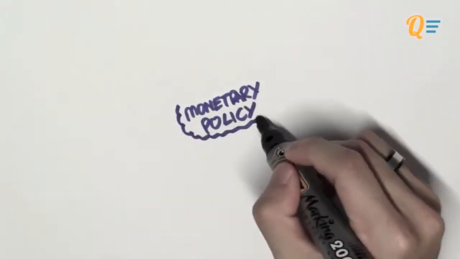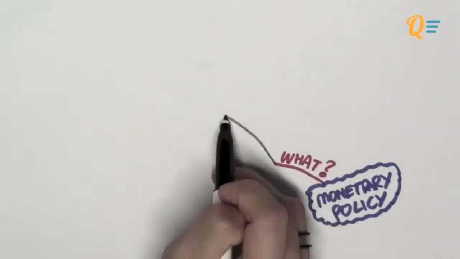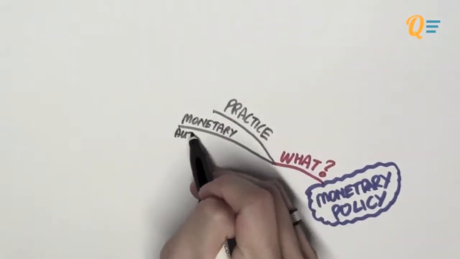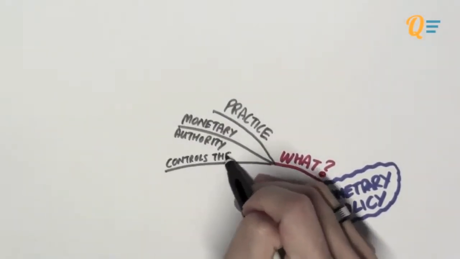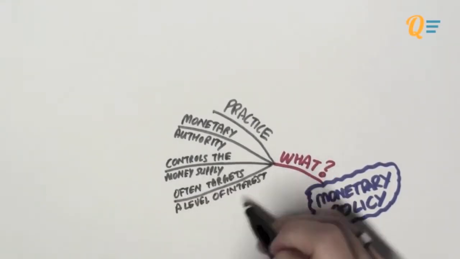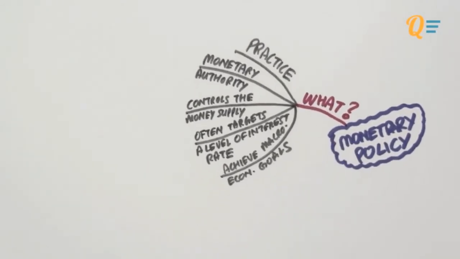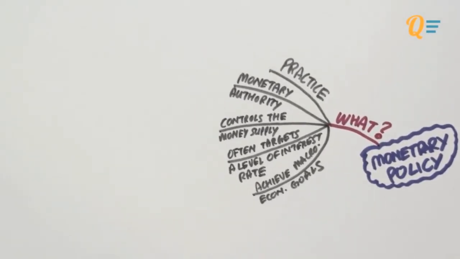Alright, in today's video, we're going to be talking about monetary policy. So, monetary policy is a practice where a monetary authority controls the money supply, often to target a certain level of interest rates so that they can achieve certain macroeconomic goals. Let's break things down so that it'll be easier to understand.